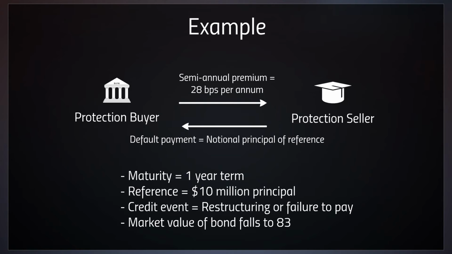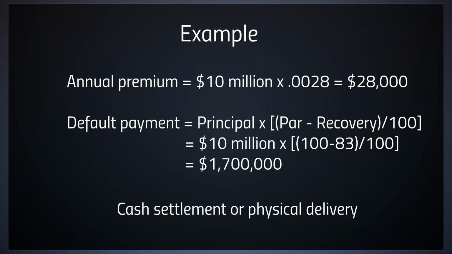And let's say that credit event has occurred and the bond price falls to 83. The protection seller now has to pay back the default payment, and that is this formula of the principal, the $10 million, times the difference in the par value versus the recovery, what they can get for that bond after this credit event. In this case, the price is 83 and they have to pay $1.7 million.